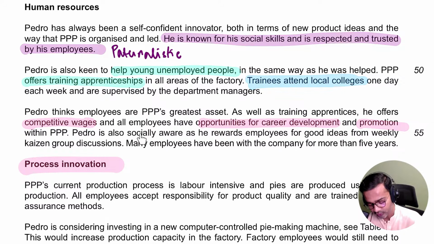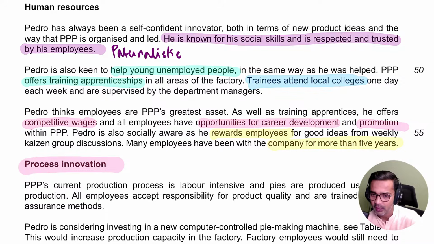Pedro is also socially aware as he rewards employees for good ideas from weekly Kaizen group discussions. Many employees have been with the company for more than 5 years. So, what I'm seeing here is that he rewards employees, and that's why they want to stay with the company for a long period of time.